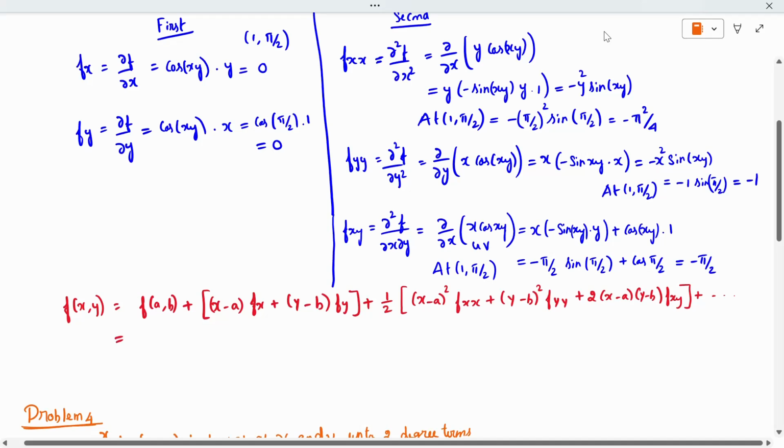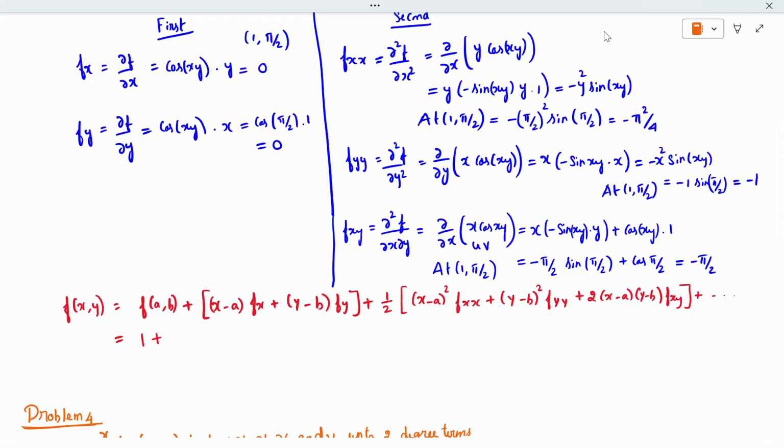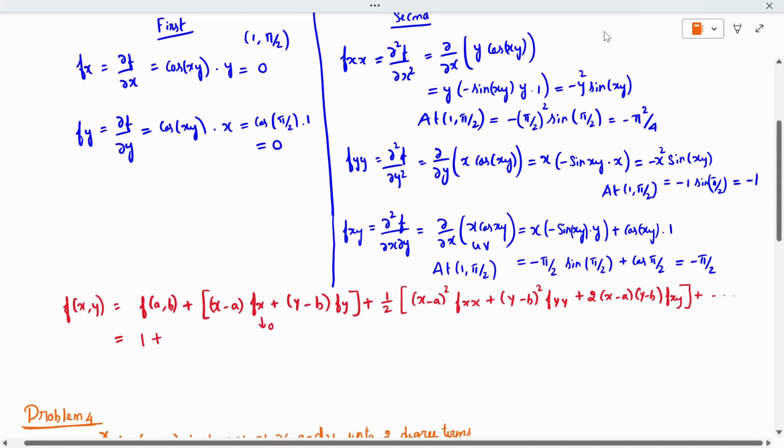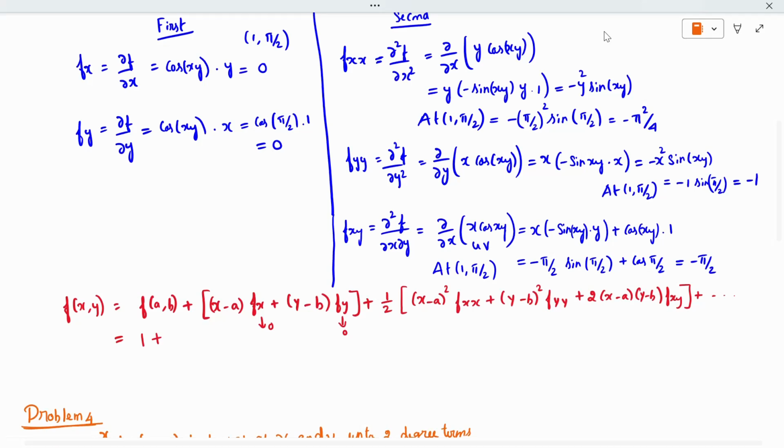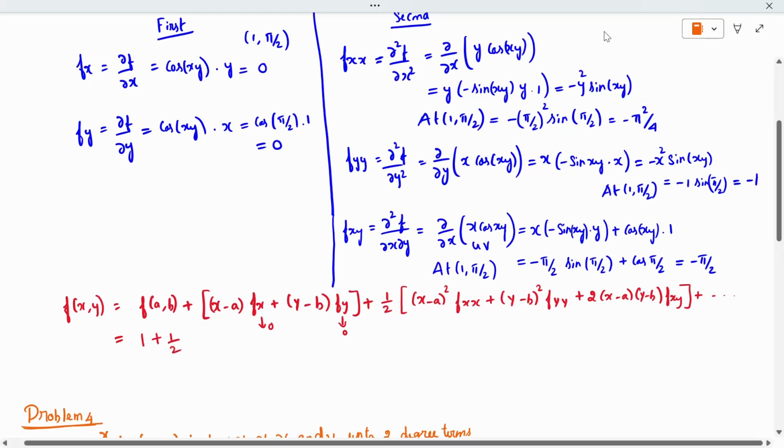F of a comma b already calculated, it's 1. Okay, 1 plus x minus a into the corresponding fx, which is 0. Correct? Here it is 0. Fy also it is 0. So the first-order terms are 0. Only 1 by 2 will come, because both of those terms are 0. Only this term remains.